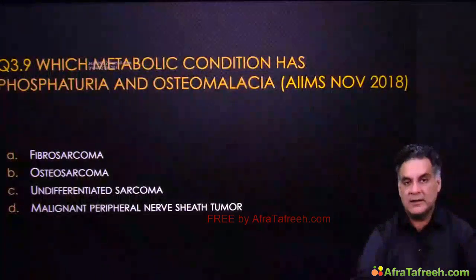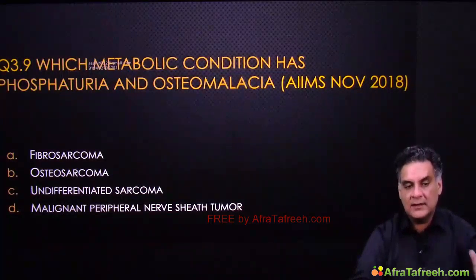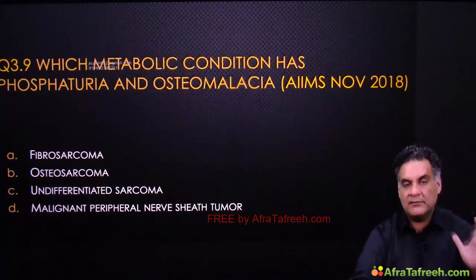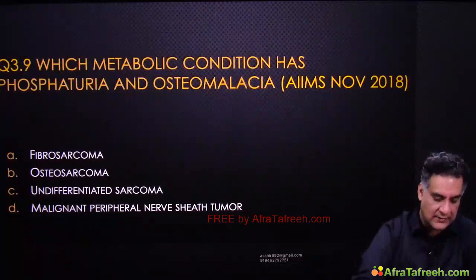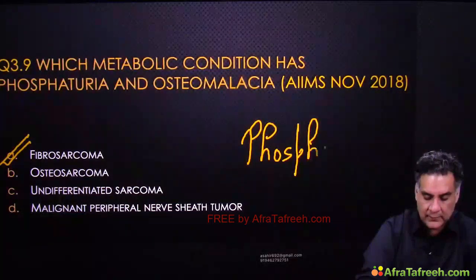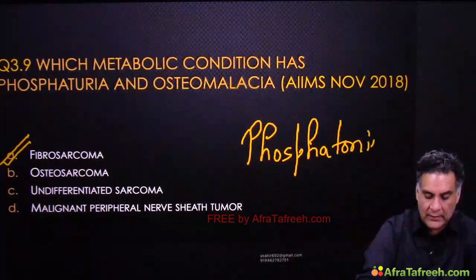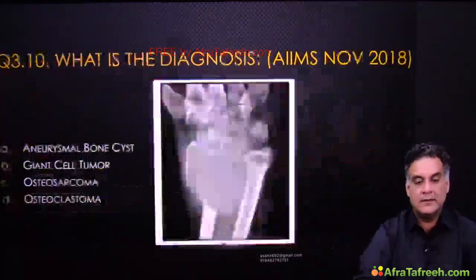Which metabolic condition can have phosphaturia and osteomalacia? Remember, fibrous lesions of the bone can cause oncogenic osteomalacia. So the answer is fibrosarcoma, and they will secrete phosphatonin, which is responsible for phosphaturia and osteomalacia.